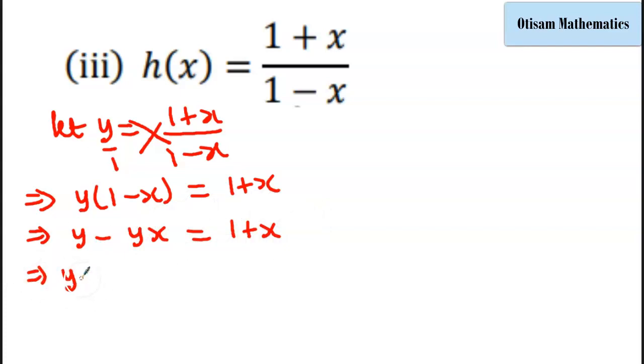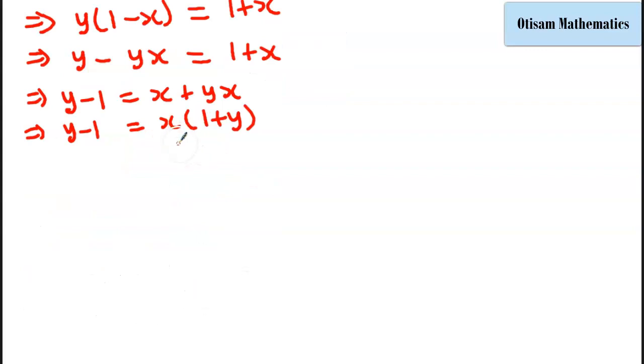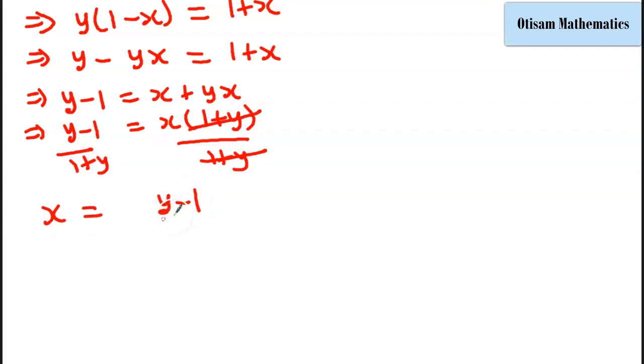So y minus 1 is equal to x plus yx. We then make x the subject, so x into bracket (1 plus y). So let's divide both sides by 1 plus y. This will cancel that. Our x becomes (y minus 1) over (1 plus y). And once again, we have a rational function.